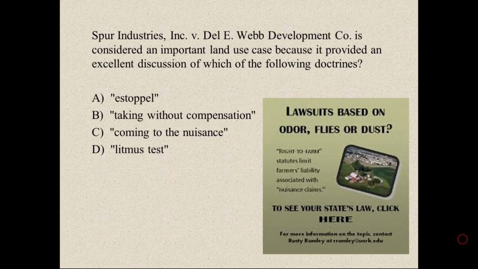And the next slide, Spur Industries versus Del Webb. So just some brief facts. Del Webb Development Company brought a suit for injunction on a feedlot based on a public nuisance claim. So the feedlot had been established in the area long before the developer started buying up properties and planning for residential uses in proximity to the feedlot.